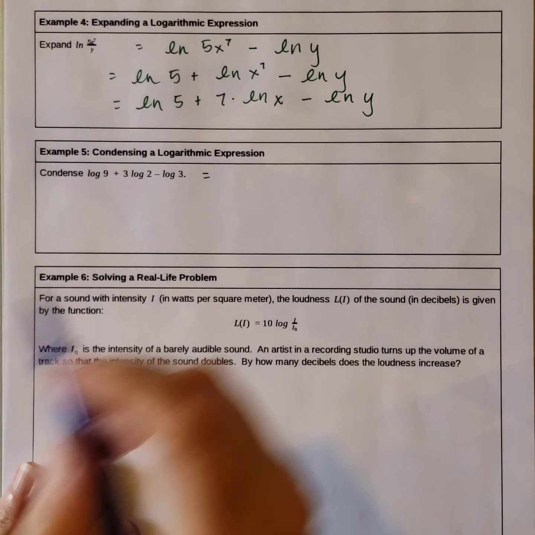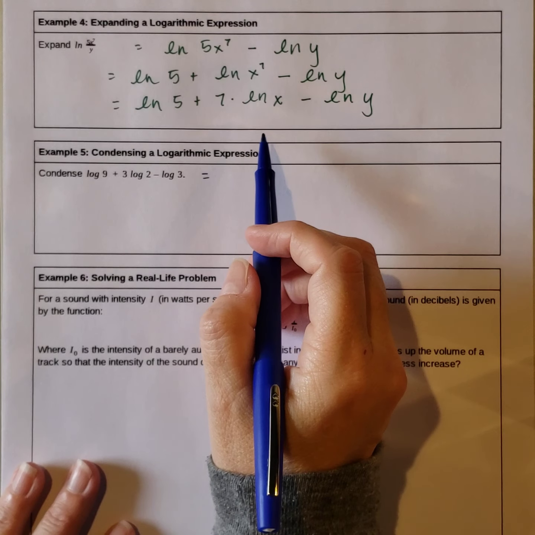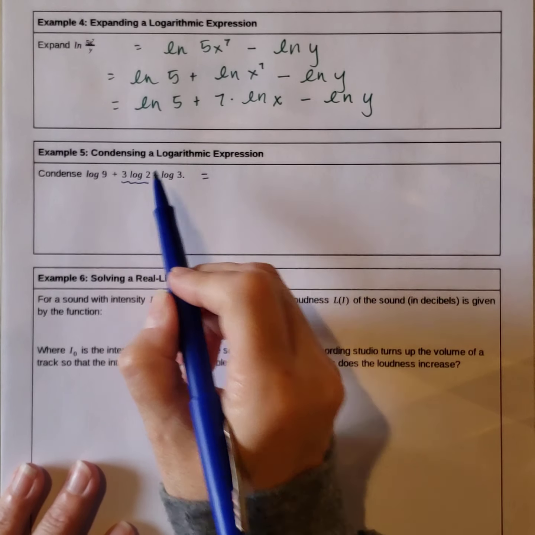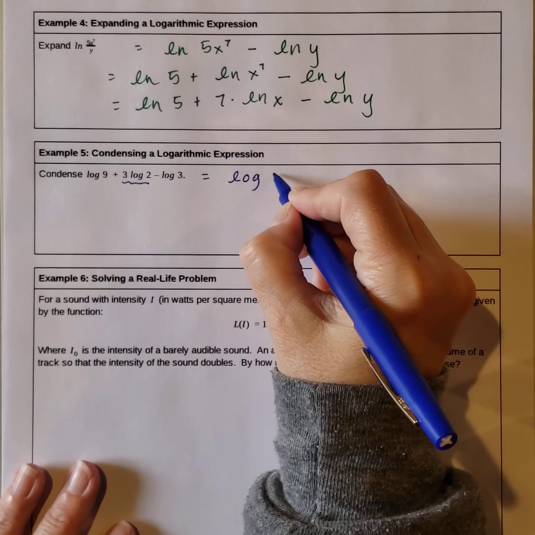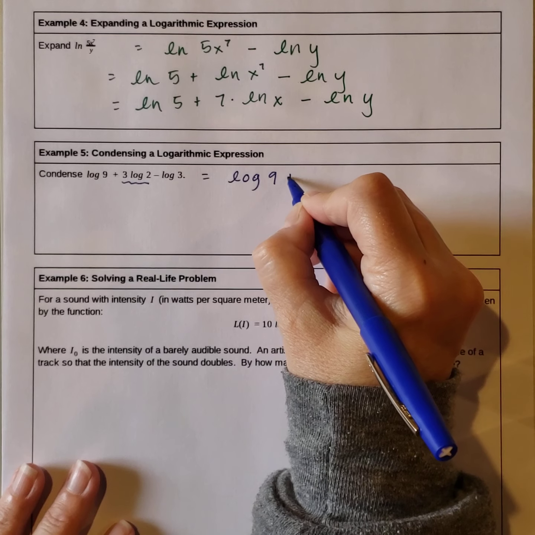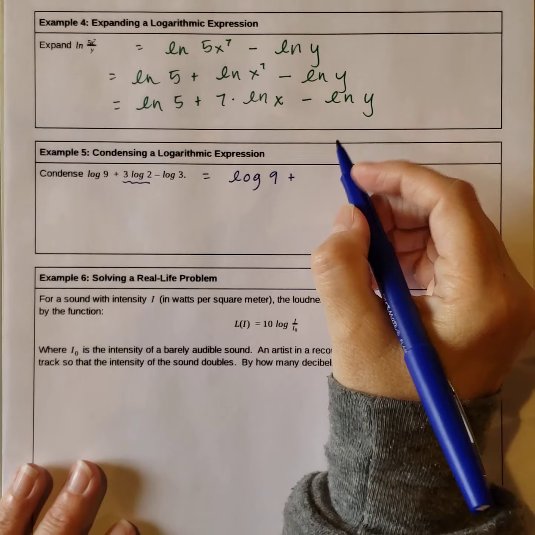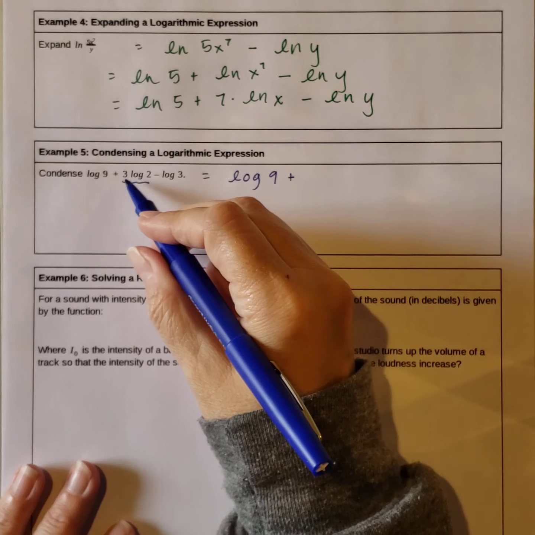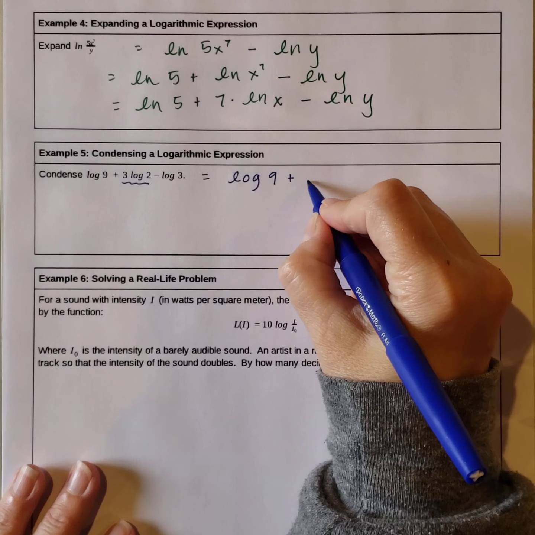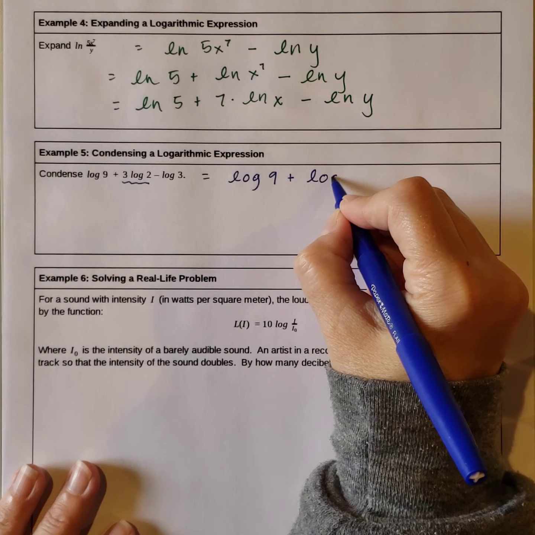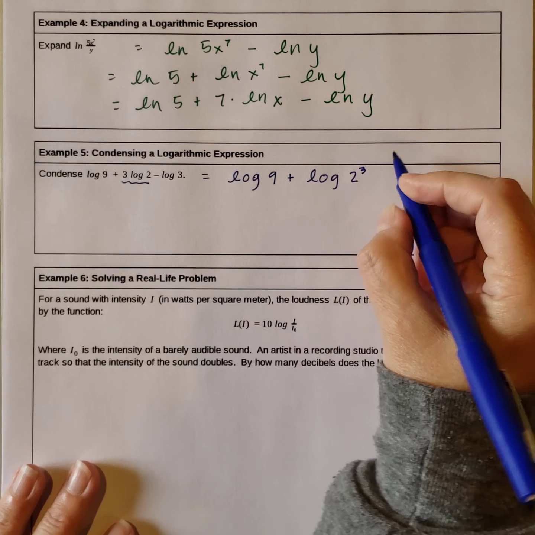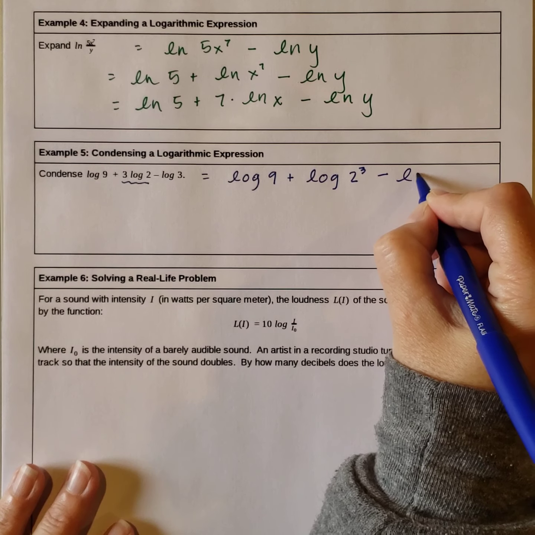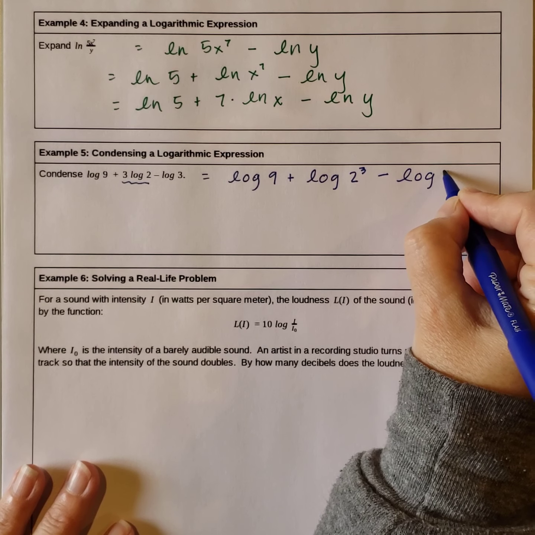So that means that I'm going to do the power property first. So I'm going to work on this. So I'm going to have log 9 plus, I'm going to take this 3 and put it back as an exponent. So this becomes log 2 raised to the third power minus log 3.